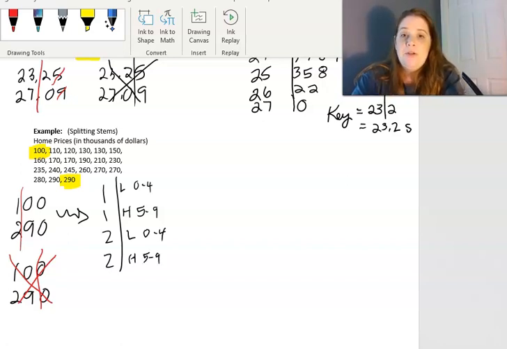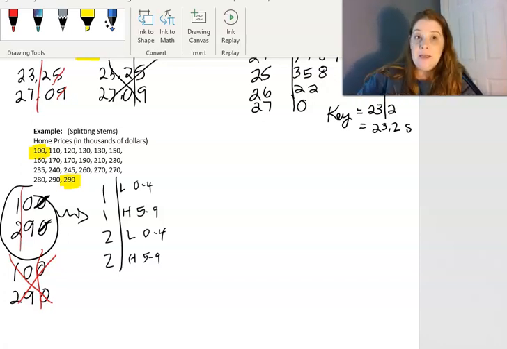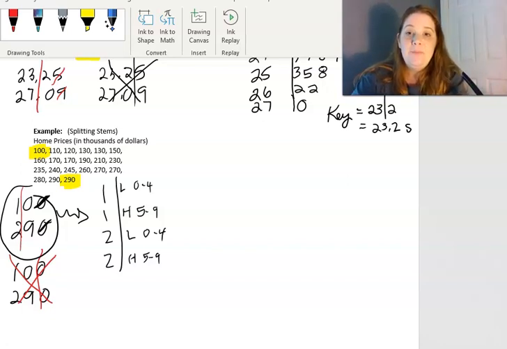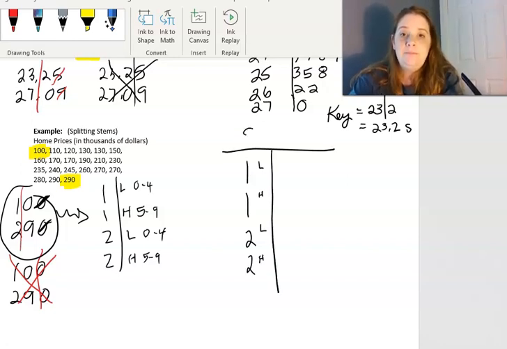Okay? All right, so I'm going to go over here. And if I'm keeping this, I'm also going to have to truncate off that last digit. So essentially, our stem is going to be the 100s spot in our number, and the leaf is going to be the tens digit of our number. So I'm going to go 1, and I'm going to make myself a little note. This is the low, and then 1, that's the high, and 2, that's the low, and 2, that's the high. We're going to split those stems.